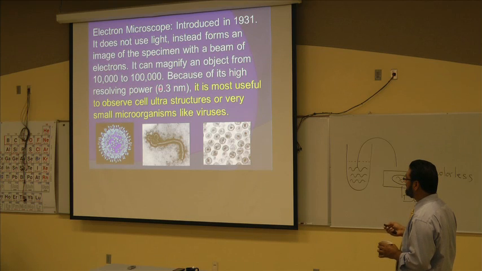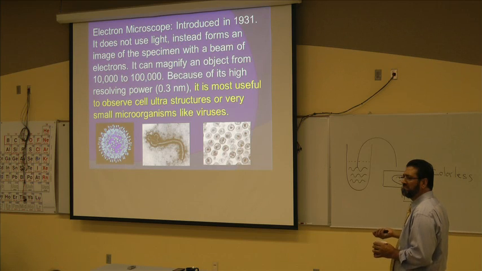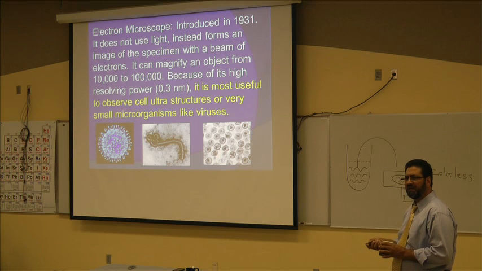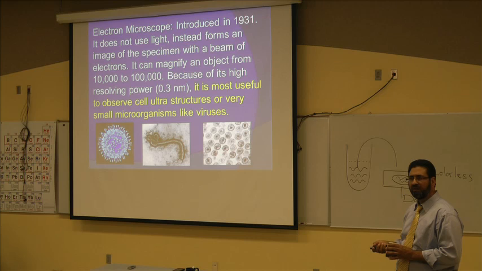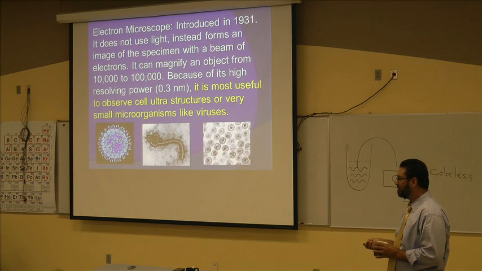And the third thing is resolving power. 0.3 nanometer. Billionth of a meter, with nine zeros. 0.3 nanometer. Why do you want to use it? For the smallest items. If you want to see the fine structure of a bacterium, the structure of the cell wall, the structure of the ribosome, the structure of fimbriae.